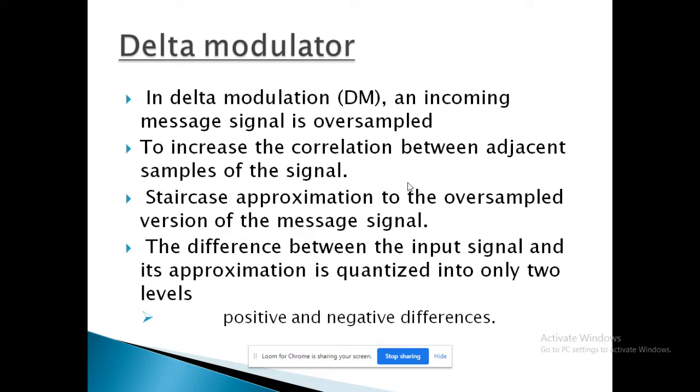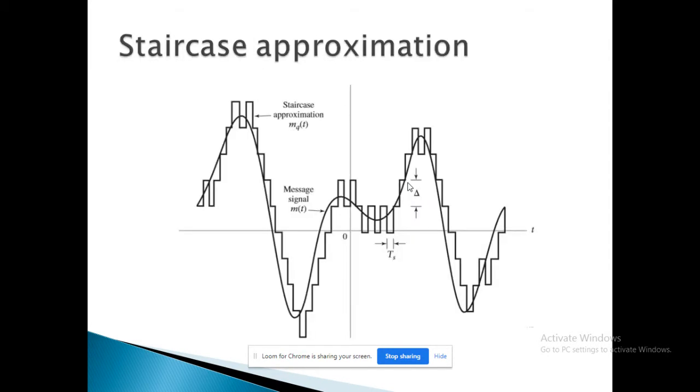In delta modulation, the incoming signal is oversampled to increase the correlation between adjacent samples. Delta modulation provides a staircase approximation to the oversampled version of the message signal. The difference between the input signal and the approximated signal is quantized into two levels: one is a positive difference and the other is a negative difference. This is the message signal m of t, and this is the staircase approximation mq of t.